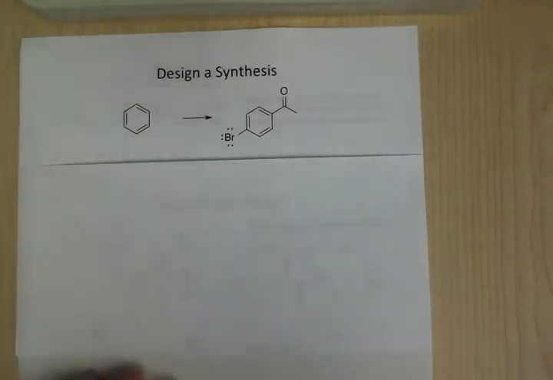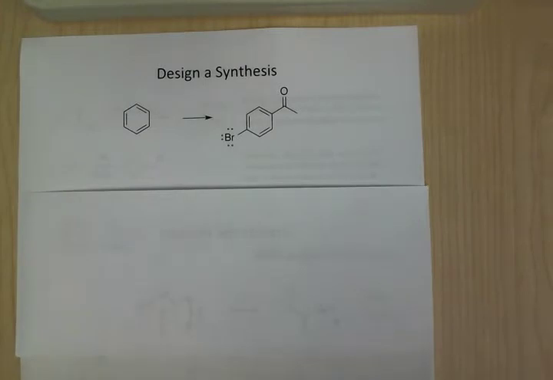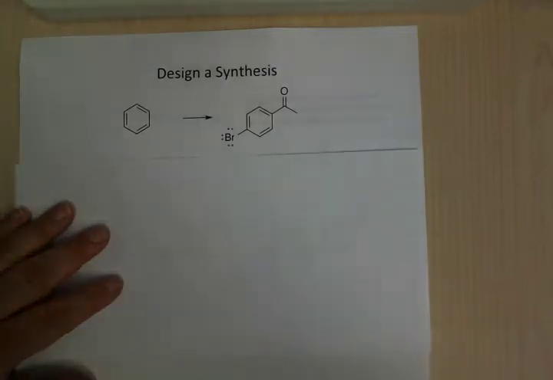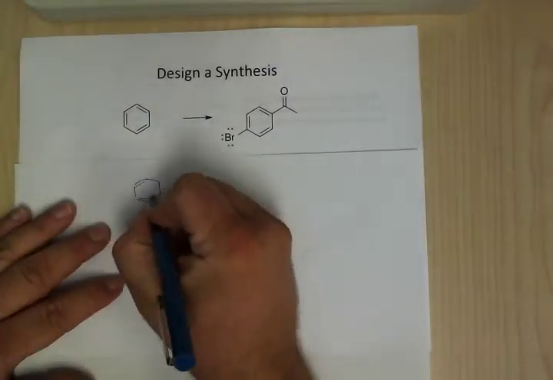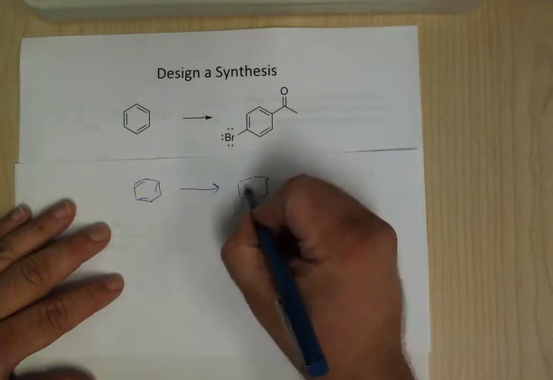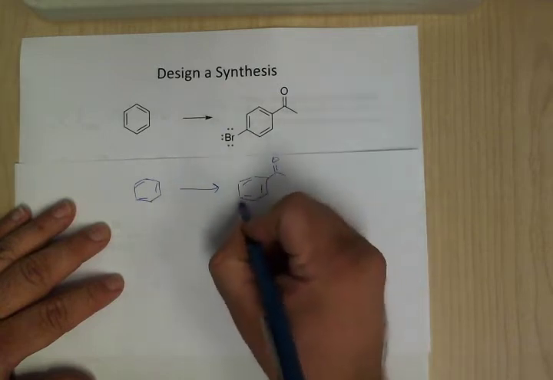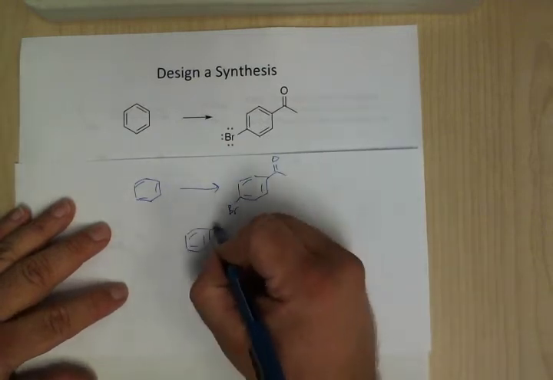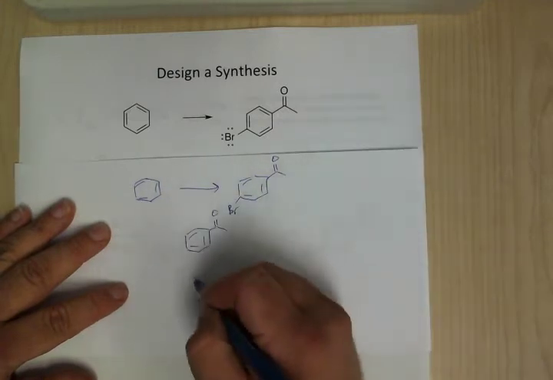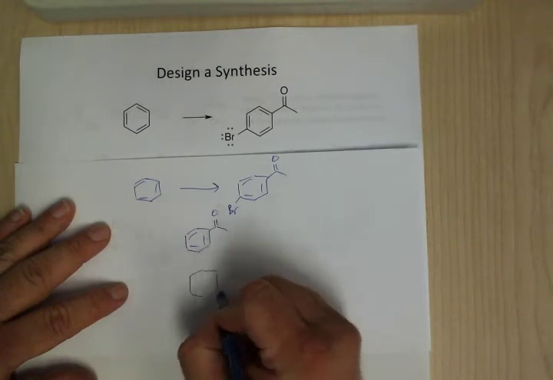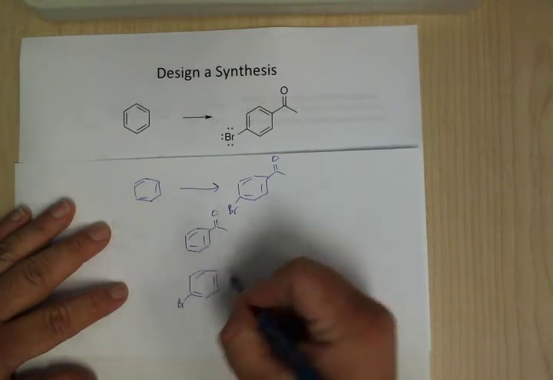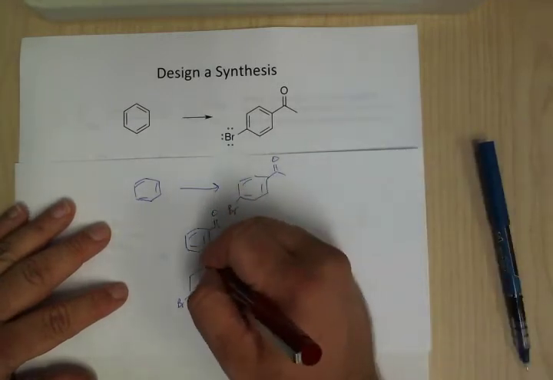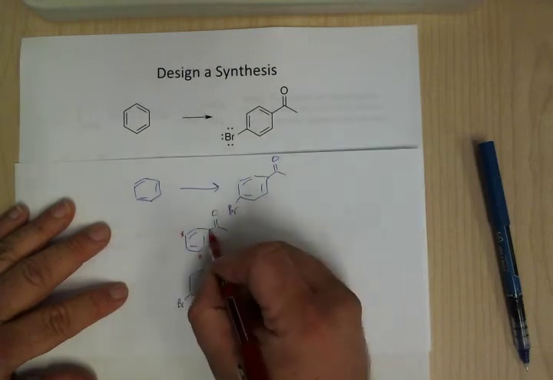Okay, so for design and synthesis, what you need to do is look at the directing groups. Before you even think about the chemistry, you have to think about the order in which these have to go on. So you have 2 choices. You can either put the ketone on first and then put on the bromine, or you could put on the bromine and then put on this. This one here, because it's a C double bond O, is a meta director, so it's going here and here.